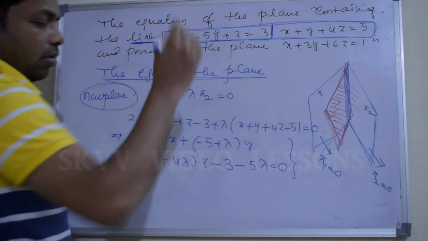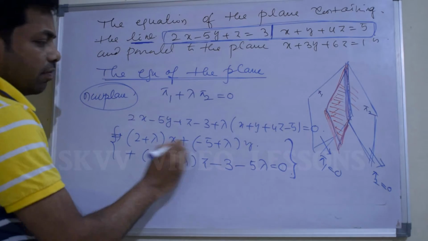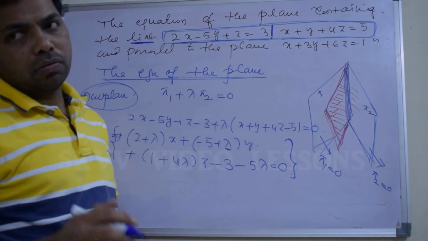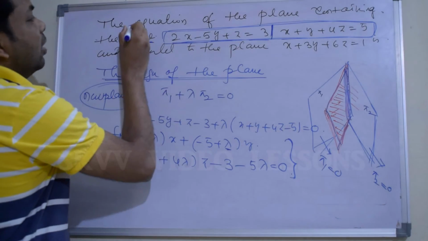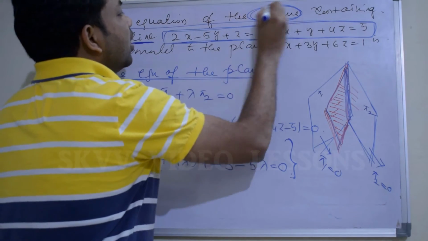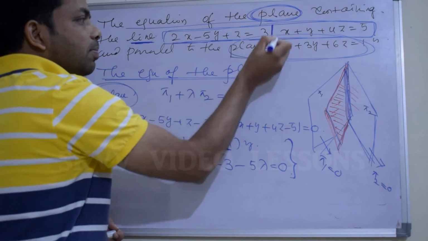Now this is the plane that is required. Whatever plane was required, I got. But in this, we don't know the value of lambda. We just have to find the value of lambda. How to find it? For that, it is given that the plane you want is parallel to this plane. The required plane is parallel to this plane.